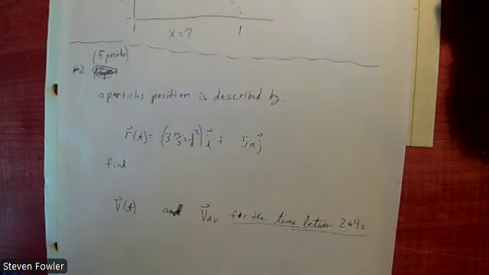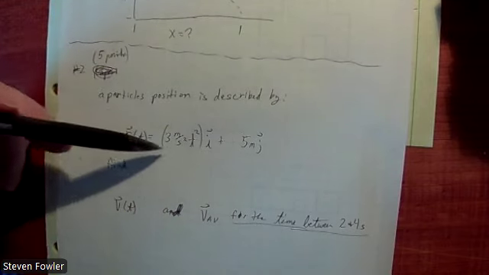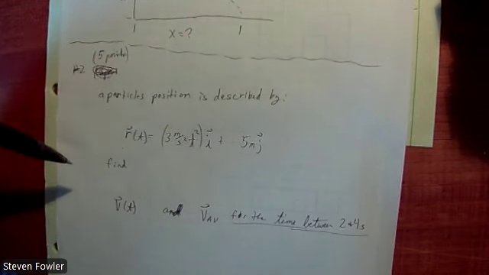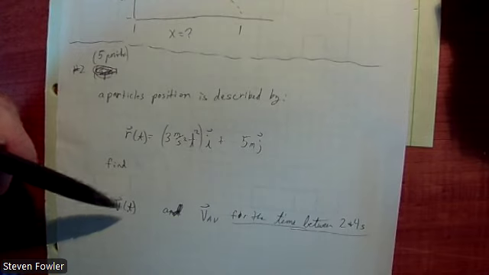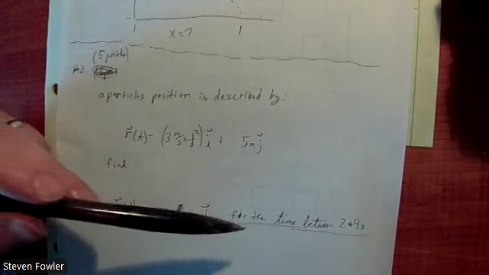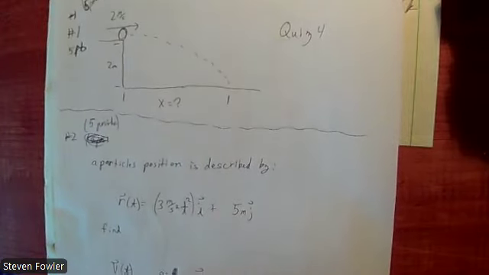And then the second problem, we've got a particle's position described by this position function. I've got a position vector there. I want you to find the instantaneous velocity and the average velocity between 2 and 4 seconds for this particle. So that's number 2, 5 points. This will be quiz number 4. Pause it here, back it up, get that.